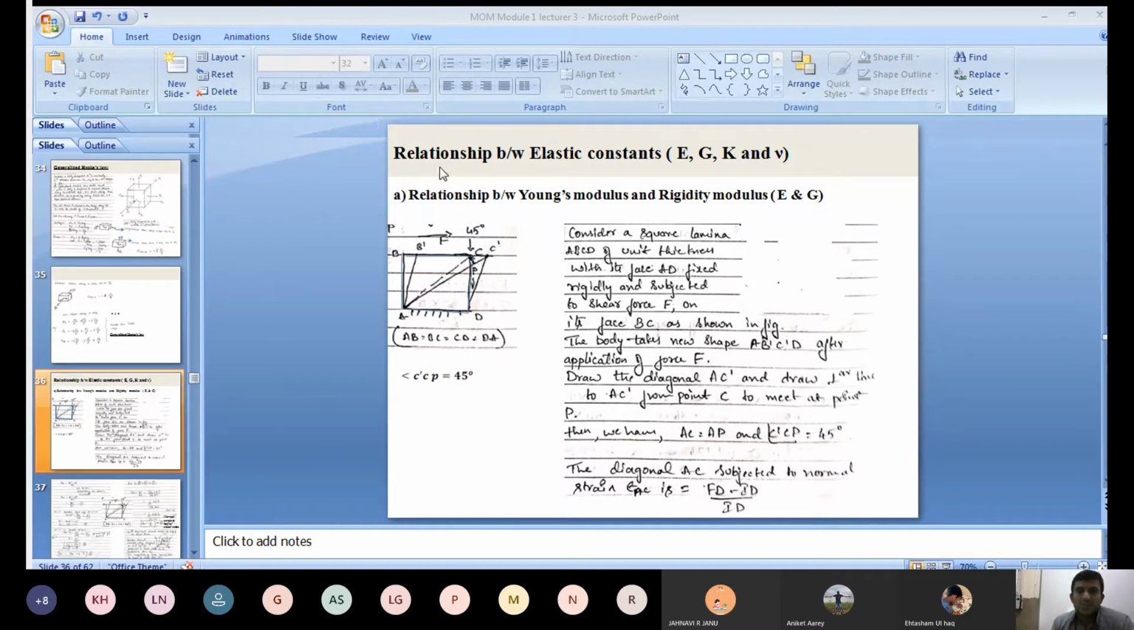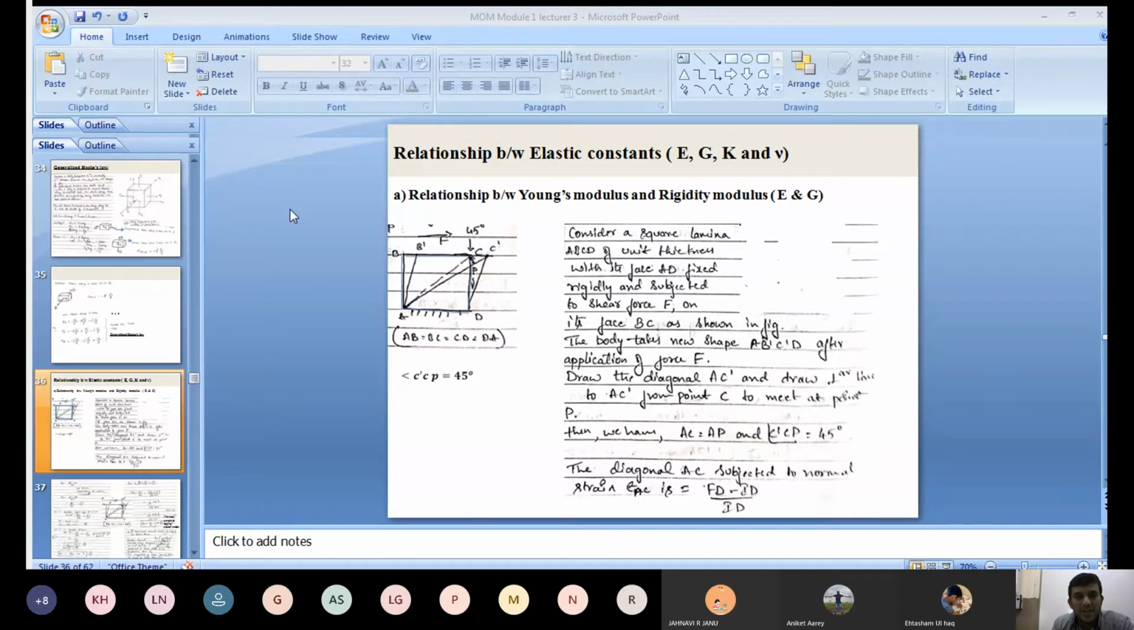This is the theory portion here. Now consider a square lamina ABCD of unit thickness with its face AD fixed rigidly and subjected to a shear force F on its face BC. As shown in the figure, the body takes the new shape AB'C'D after application of the shear force F. Now draw a diagonal AC' and draw a perpendicular line from C to AC'. They meet at the point called P.